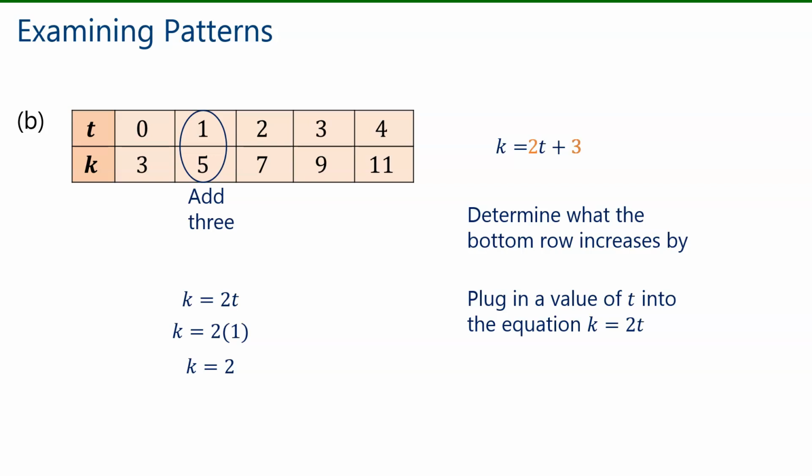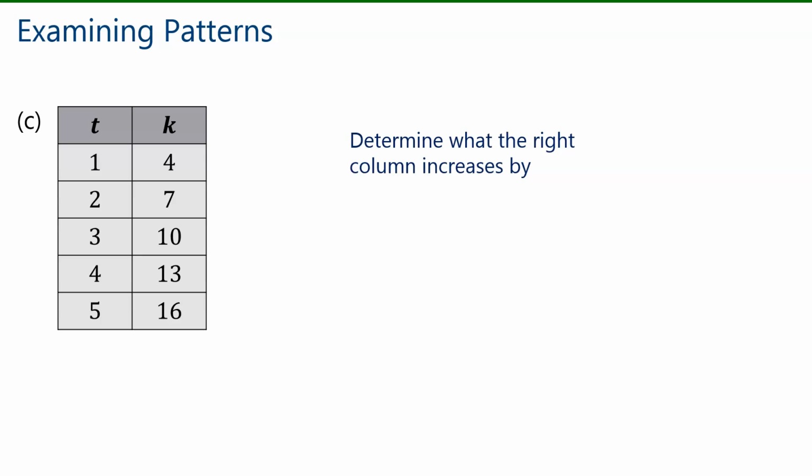So you have 2 steps to follow. You have to figure out what the output values increase by, and then you plug in a value, and then figure out what number needs to be added or subtracted to that. So let's practice those steps with this example here. So we'll start with determining what the right column increases by. So if you look at the numbers, 4, 7, 10, 13, 16, you might notice that they all increase by 3. So you start off with the equation, k equals 3 times t.